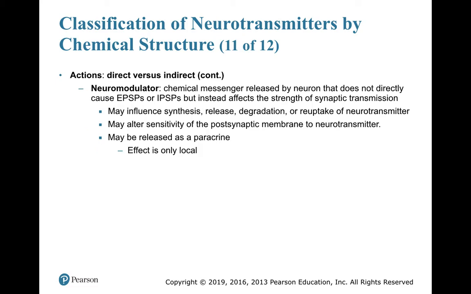They can be neuromodulators, chemical messengers that are released by neurons that don't directly cause EPSPs or IPSPs, but instead have an effect on the strength of the synaptic transmission. So they might influence the synthesis, release, degradation, or reuptake of a neurotransmitter. They might alter the sensitivity of the postsynaptic membrane to the neurotransmitter, changing receptors on it. And they may be thought of as a paracrine. They're acting locally.